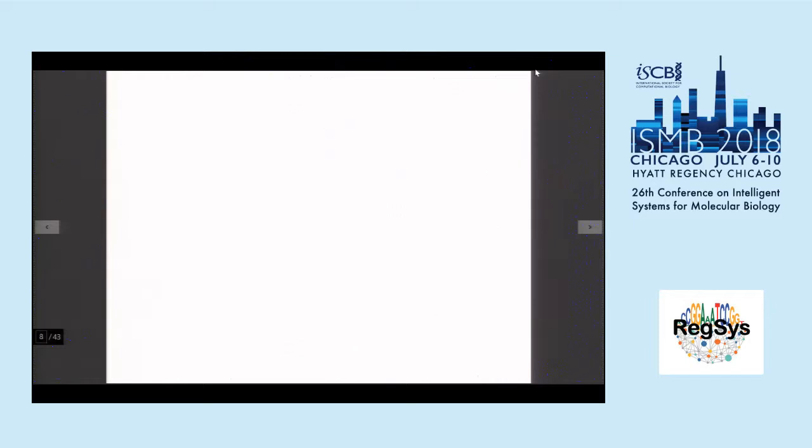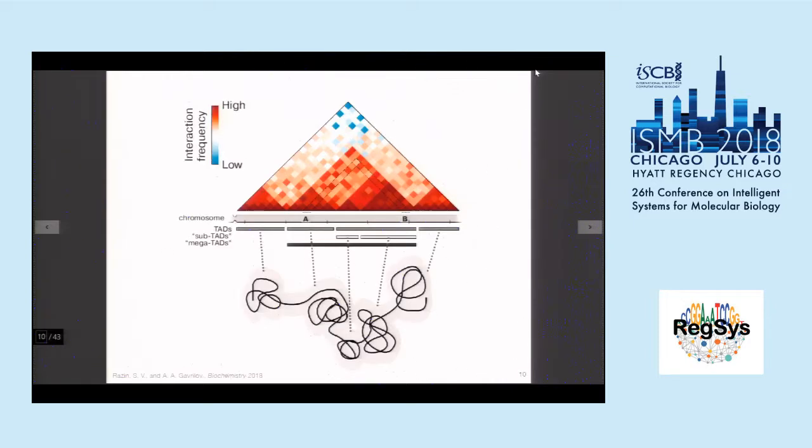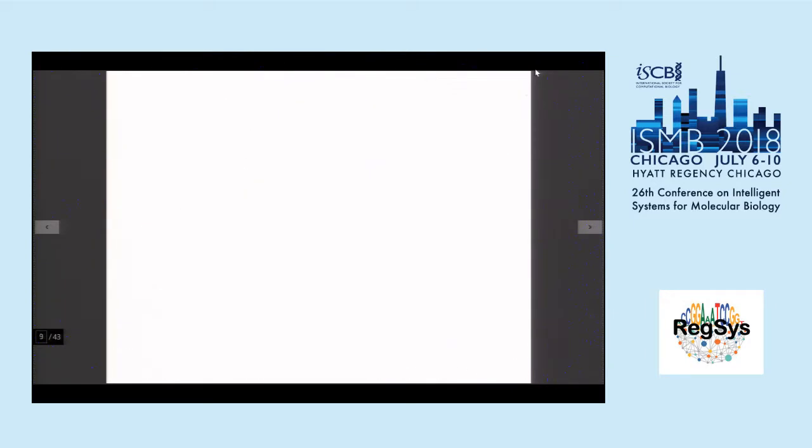And so the way we measure chromosome structure, what happened to that slide? Well, my Hi-C slide is gone.